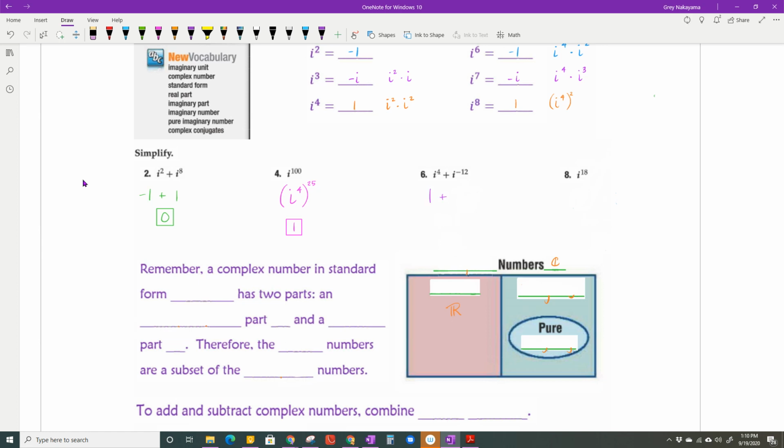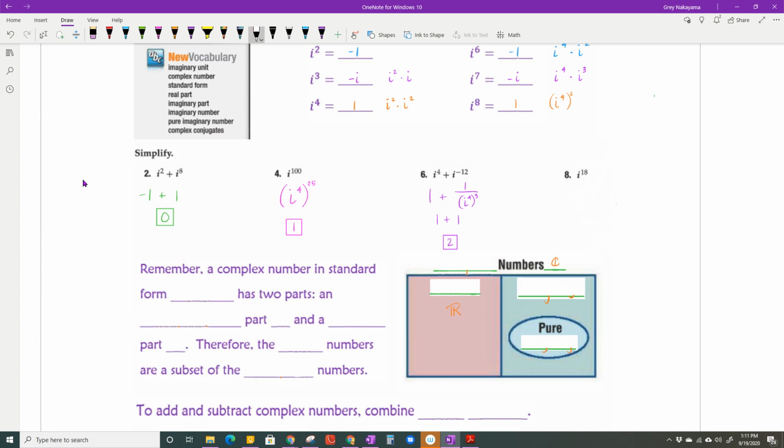Now the difference here is I have a negative exponent. So that negative exponent, remember, means that I'm going to put it on the bottom to make it positive. So I'm thinking of 1 over i to the 12th. And so i to the 12th is i to the 4th to the 3rd because 4 goes into 12 3 times. Okay, so that gives me 1. i to the 4th is 1, and 1 over 1 is 1. So I'm left with 2.